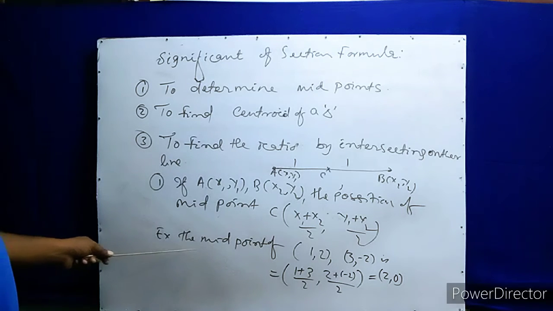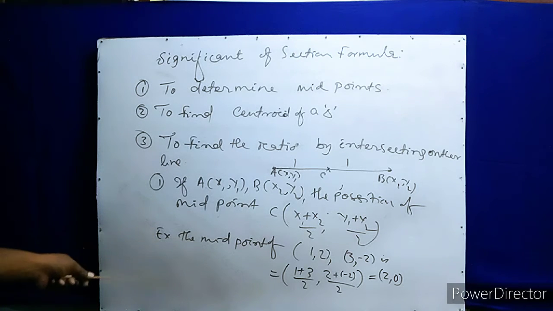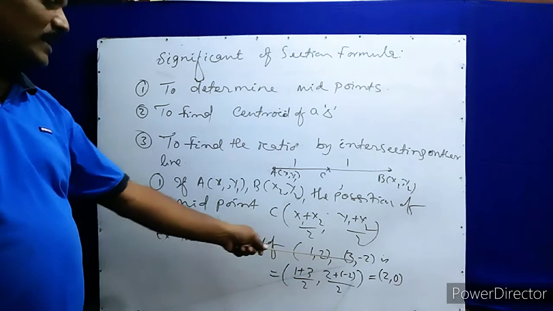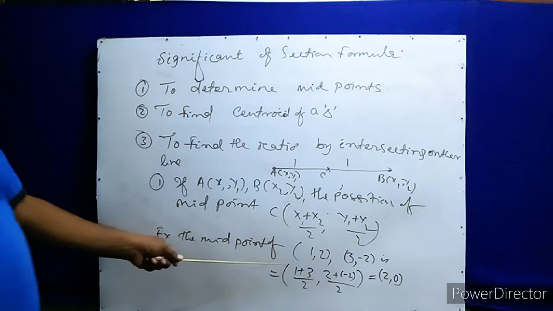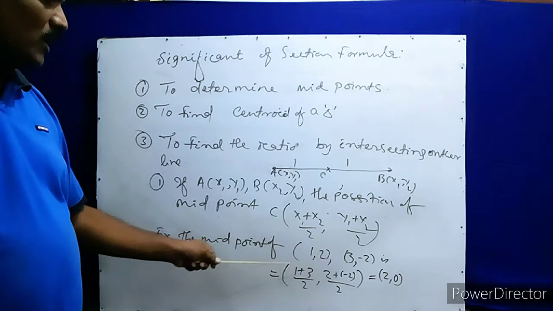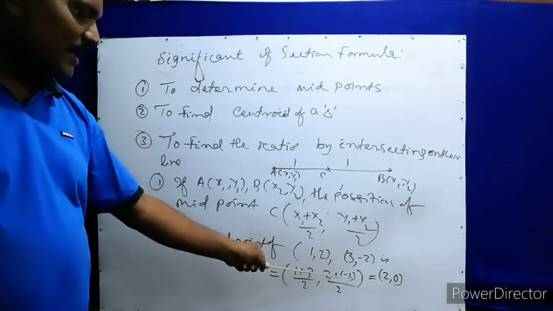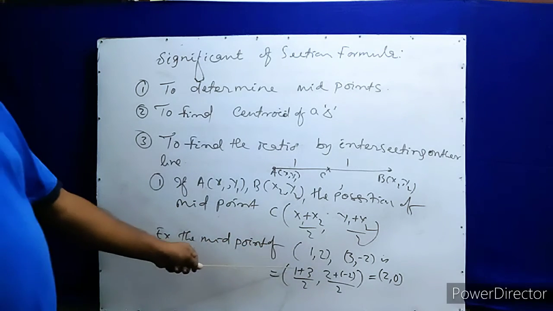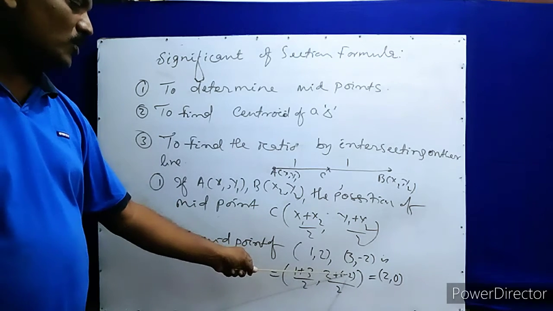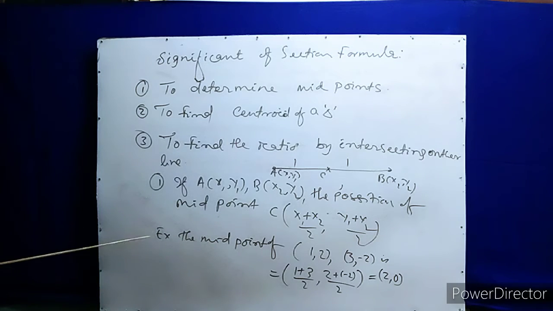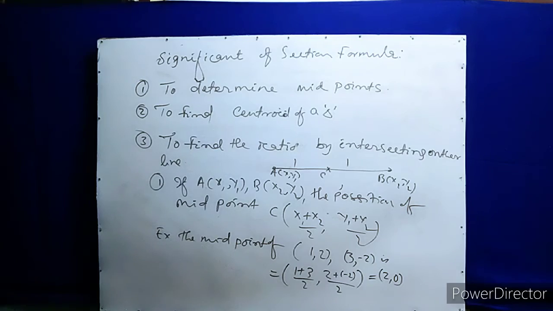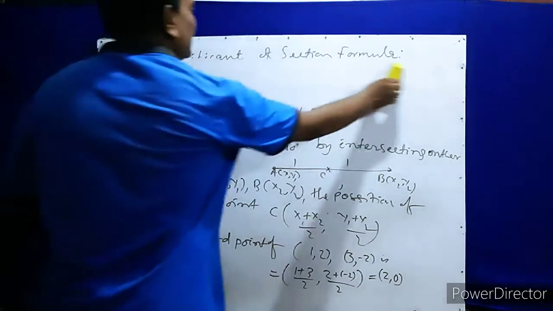For example, for finding the midpoint, here is one of the examples. The 2 points given are 1, 2 and 3, minus 2. The midpoint of these 2 points: for x, 1 plus 3 by 2, and for the second coordinate, 2 plus minus 2 by 2. Here it is 1 plus 3, 4 by 2 equal to 2. Here 2 plus minus 2 equal to 0, 0 by 2 equal to 0. In this way you find the midpoint between any 2 points. This is the first significance.